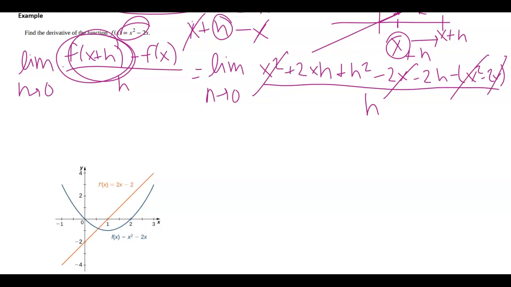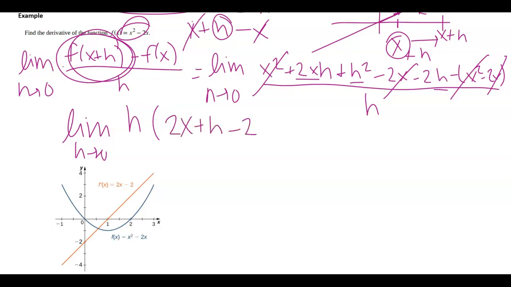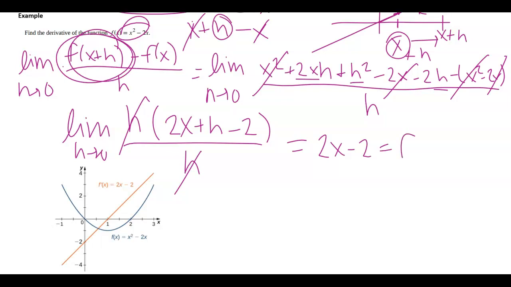Again, everything in f of x should cancel. Then I'm left with things that all have h's in them, so I'm going to factor out an h. I'm left with 2x plus h minus 2 in my numerator all over h. And then if I let h be 0, I end up getting 2x minus 2, and that is f prime of x. Now, I included a graph down here. This is the line 2x minus 2, that's f prime. My original function is x squared minus 2x.